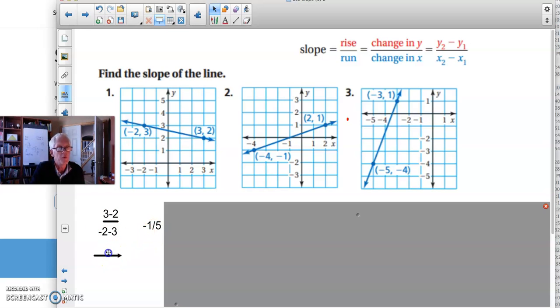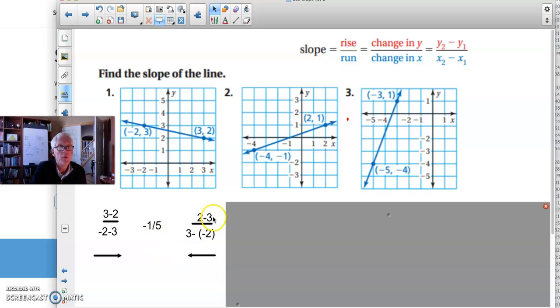Notice this arrow. This arrow means I went from this number to that number, 3 minus 2, and from negative 2 to 3. If I wanted to go the other way, I could do that. I could go backwards. I could have gone 2 minus 3 and 3 minus negative 2. I would have got the same thing. 3 minus 2 is 1. Negative 2 minus 3 is negative 5. They both are negative 1/5. So as far as the sub 1s and sub 2s, just make sure you go in the same direction each time, and you're going to be okay. Don't go 2 ways. It's not a 2-way street.